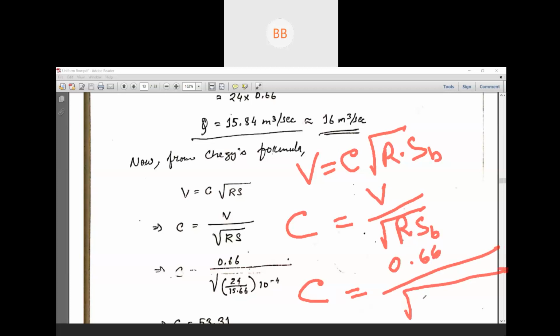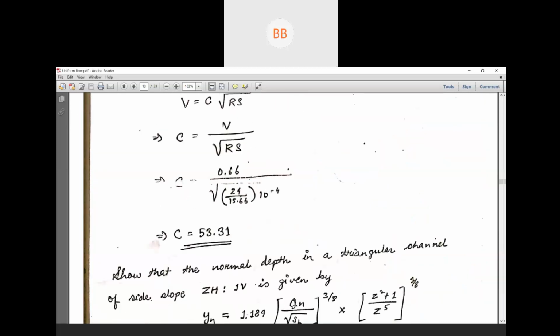Then R value we have already calculated. That is nothing but your A by P, multiplied by bed slope, that is your 10 to the power minus 4. You substitute these values and you find out the Chezy's constant, that is C. And are you getting 53.31 or not? As C is your Chezy's constant, we don't have any dimension, or we don't have any unit. It will be 53.31.